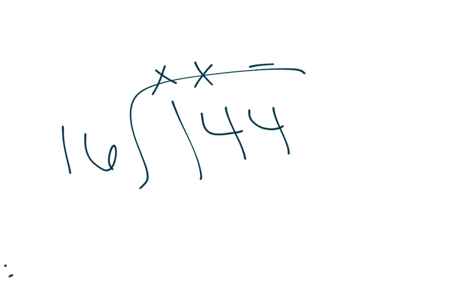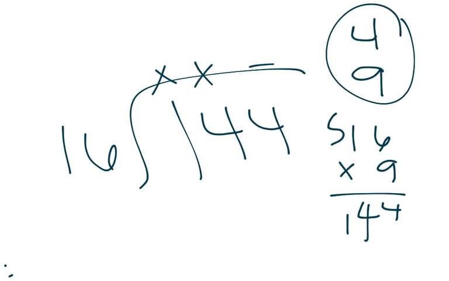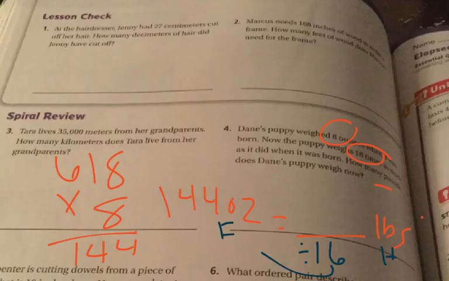6 times 1 is 6. 6 times 2 is 12. 3 would be 18, 4 would be 24, so that's a possibility. 5 would be 36, 7 would be 42, 8 would be 48, 9 would be 54. Let's try 9. 16 times 9. 6 times 9 is 54. 9 times 1 is 9. Plus 5 would be 10, 11, 12, 13, 14. That works. Using that trick will help you. So 9 times. So it would be 9 pounds.